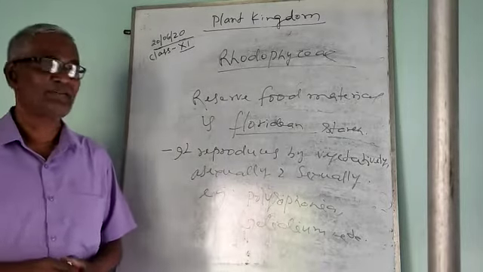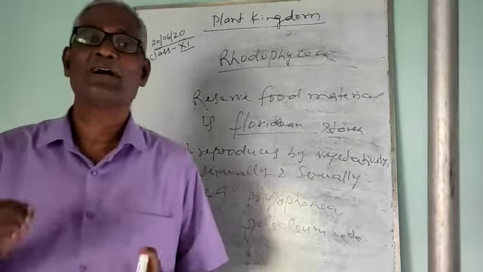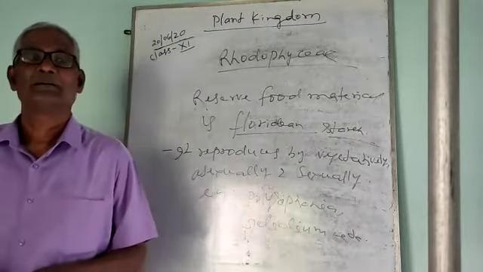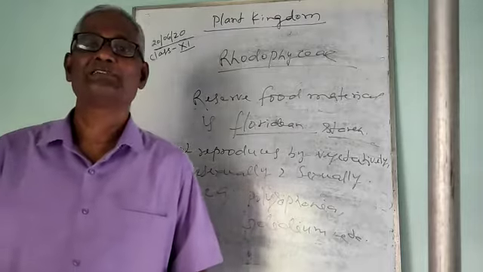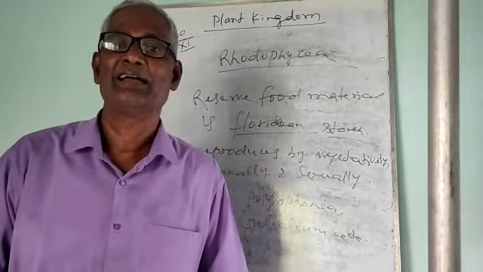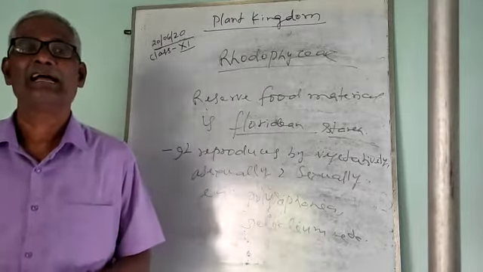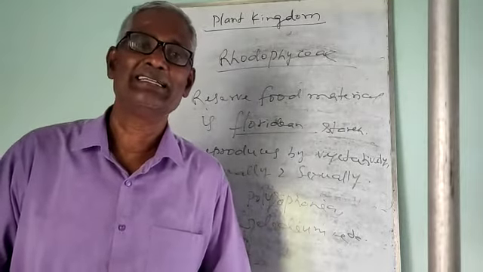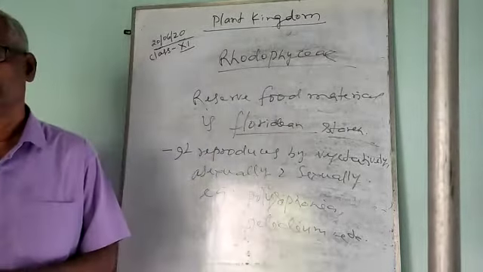Basically, one difference is that Chlorophyceae has chlorophyll A and chlorophyll B. Phaeophyceae has chlorophyll A and C and fucoxanthin, and Rhodophyceae has chlorophyll A, D and R phycoerythrin.